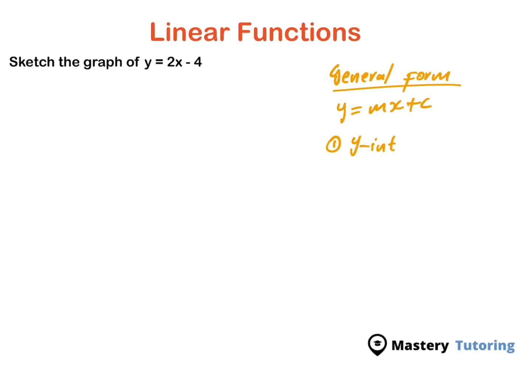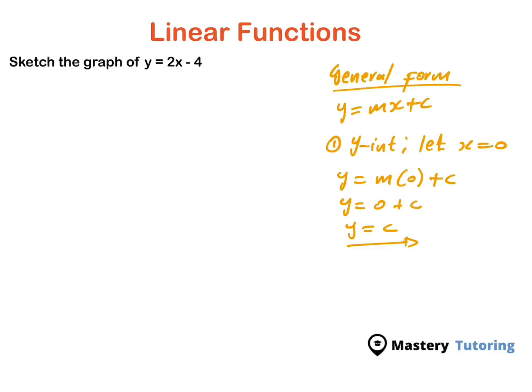For the y-intercept, you let x be equal to 0. This simply means that where there's x in this function, we substitute a 0. Doing so, we have y is equal to m times 0 plus c. If you multiply any number by 0, you get 0. Therefore, y is equal to 0 plus c, and 0 plus c is the same as c.